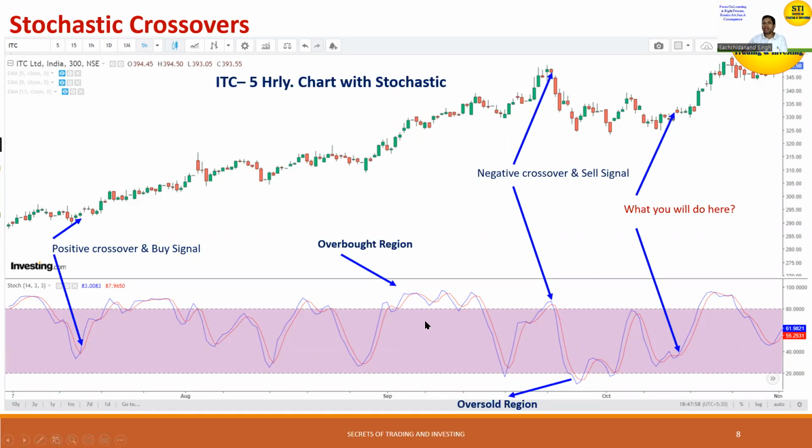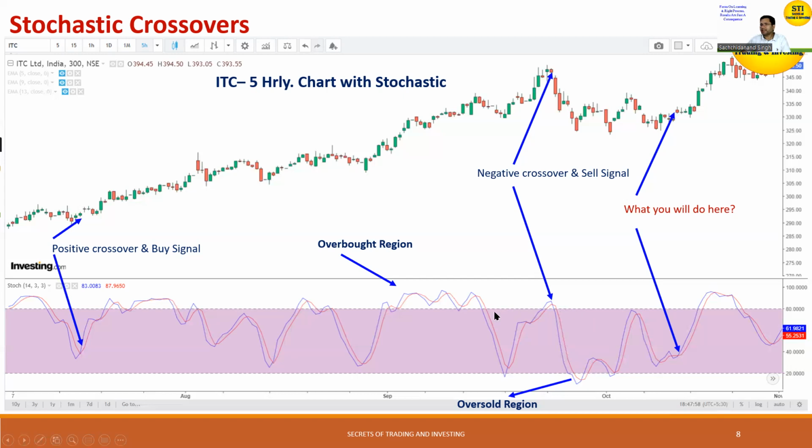Just by looking at this stochastic indicator, you can identify where the overbought region is and where the oversold region is. Within the stochastic indicator there is a pink area, and by default the upper line of that area depicts 80 and the lower line is 20, with 100 overall. So the stochastic can go up to a maximum of 100 and a minimum of 0, not below that and not above that.